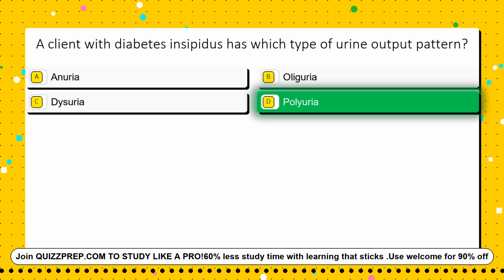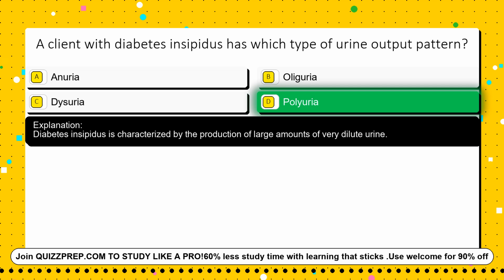The correct answer is option D, polyuria. Diabetes insipidus is characterized by the production of large amounts of very dilute urine.